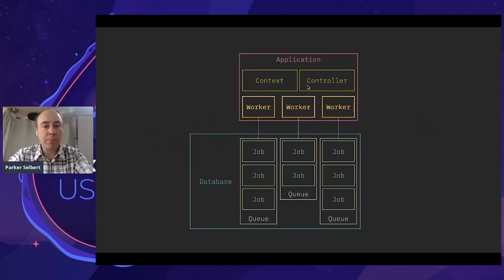Here's a simplified example, but it should show a little bit of the complexity involved. We have our application, and our application has contexts, controllers, whatever else is happening, but along with a number of workers. Workers are the Oban modules that do the business work, the things that you need to have done in the background. And then those are all connected to the database. The database has a variety of different queues, and queues have jobs. Jobs are really just state that is tied to a particular worker later.